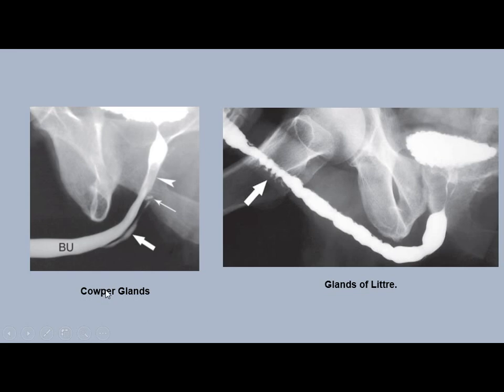Normally, Cowper's duct may be seen filled with contrast, as in this case, without any disease. But the presence of these small, short duct glands, which are glands of Littre, is almost always pathological, due to stricture or infection such as gonorrhea or other causes. This is a urethrogram showing multiple strictures and opacification of these glands.